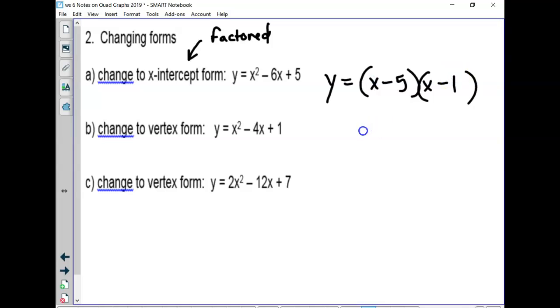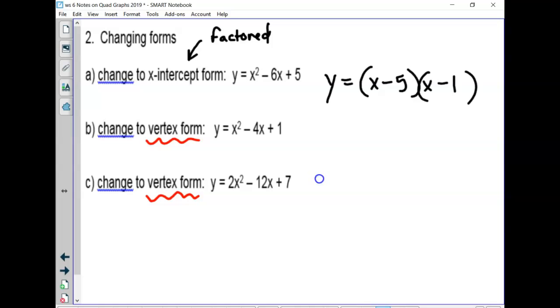Does that work? Okay, so that wasn't hard. Change to vertex form, okay? There's 2 of these. The way you were taught in Algebra 2 or College Algebra, or I don't think you probably even did this in Algebra 1, but you were taught to complete the square.